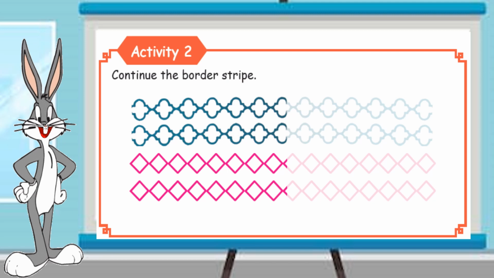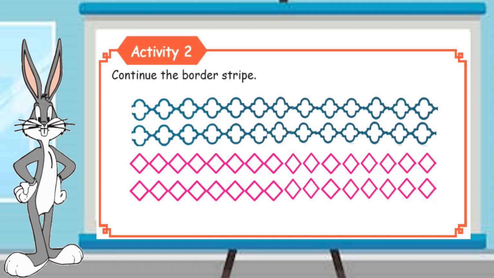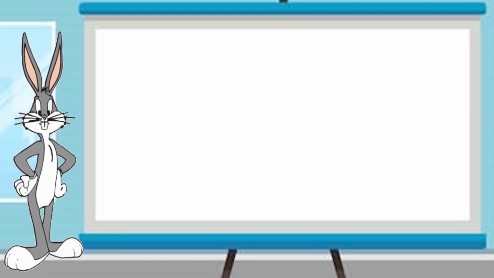Activity 2. Continue the border stripe. See here, not only the center or square shape, we can do the border stripe also like this. So the entire shape you have to do now like this, right? You have to draw the same shape so that you will get a border design, right? So here also we have to do the same, just like I have done. Fine. Is it easy now, right?